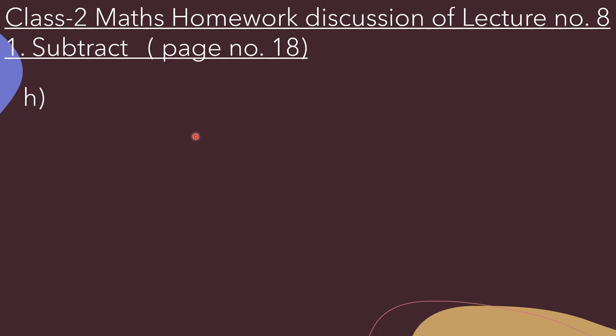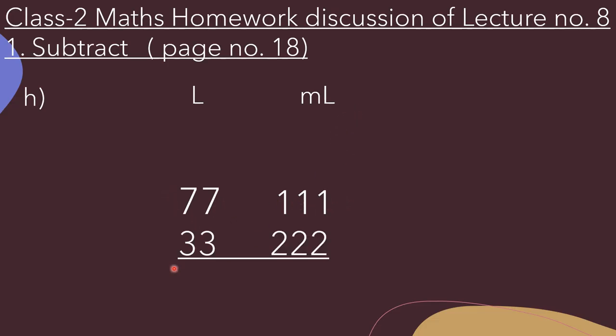In H part. Here again liters and milliliters are given. 77 liters 111 milliliters and 33 liters 222 milliliters. Now we have to subtract both the numbers. So let's start from our right hand side. 1 minus 2, that is not possible. So this 1 will take borrow from this one. Okay, and we will cut this 1 and make it 11 because 1 plus 10, 11, and this 1 will become 1 minus 1, 0. Now keep 11 in your mind and 2 on your fingers. Now we have to speak backward counting. 10, 9. So here we will write 9.